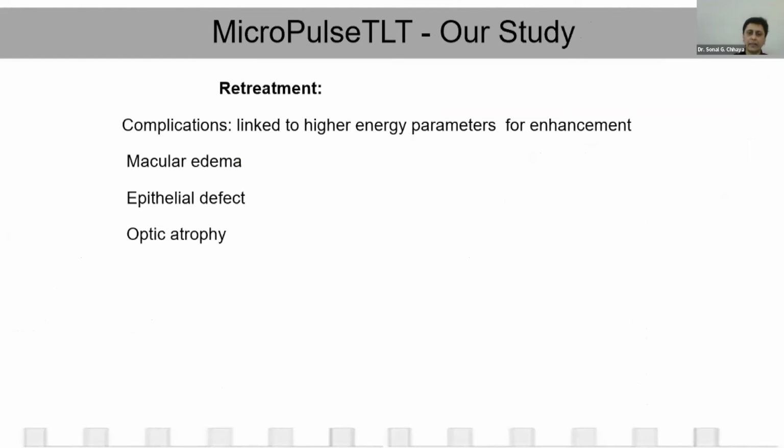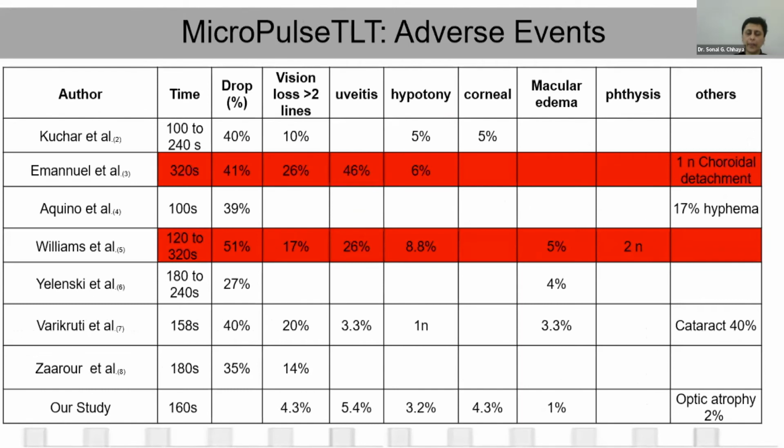In our study, we found that higher energy parameters, if used for enhancement, were associated with greater number of adverse events. Intraocular pressure drop is closely related to amount of laser energy delivered. However, this also translates into greater risk of adverse events, as seen in the 2 highlighted studies where pressure drop, which was pretty dramatic, 41 to 51%, was also associated with larger incidence of adverse events such as vision loss greater than 2 lines and uveitis.